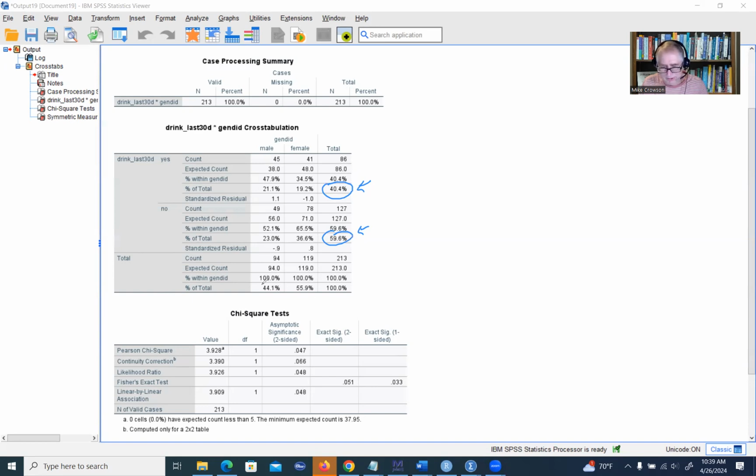If we look at it in terms of the column proportions right here, then you could talk about it again in terms of probability. You could say a person drawn at random from the population would have a 44.1% chance of identifying as male, 55.9% chance of identifying as female.